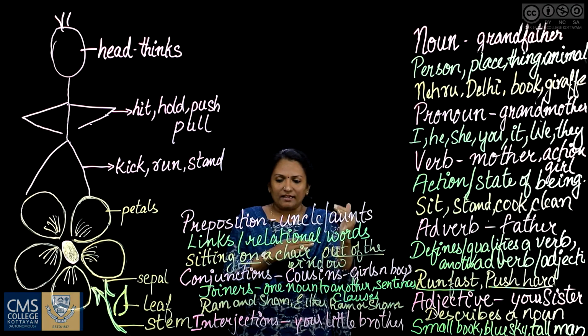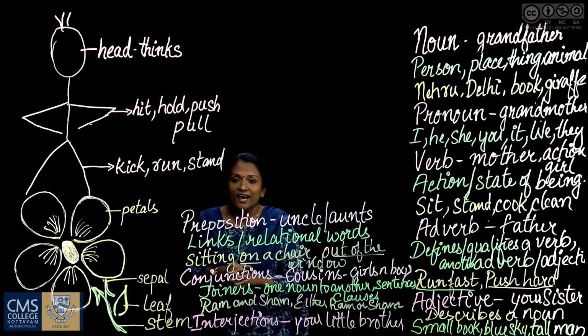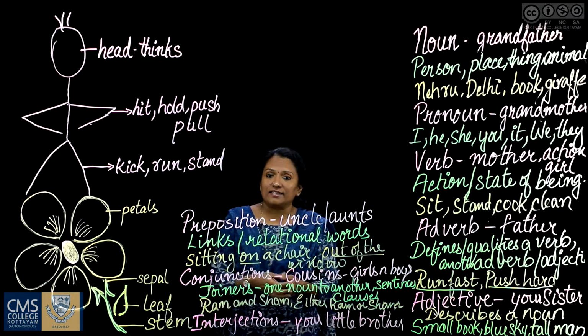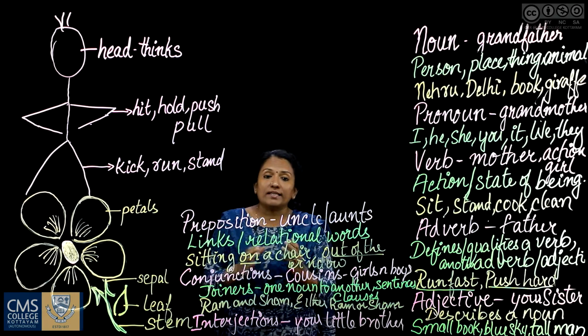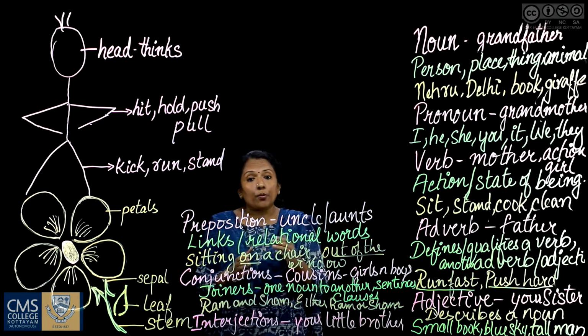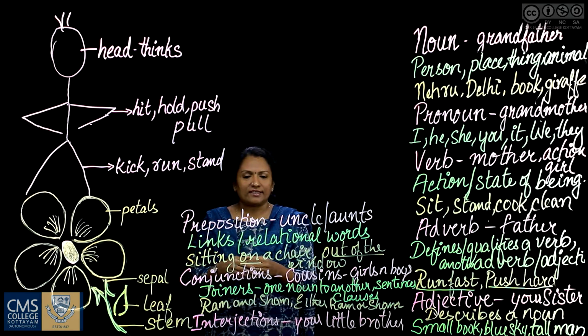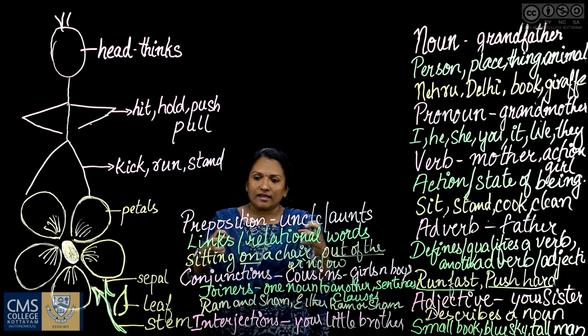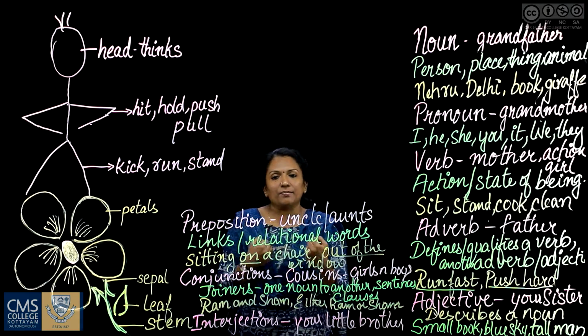The next in the parts of speech list are conjunctions. Conjunctions are our cousins, the boys and the girls, the cousins who join. They are joiners. They join one noun to another, one sentence to another, one clause to another. So conjunctions are joiners where they connect between nouns, between sentences, and between clauses.